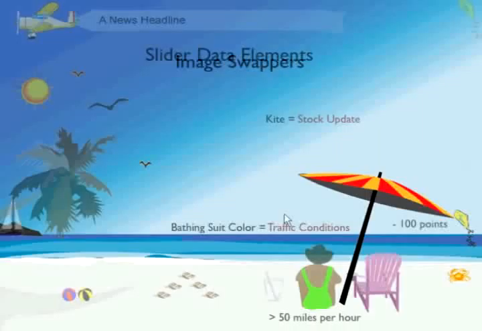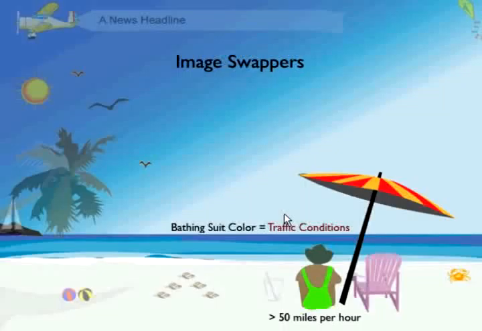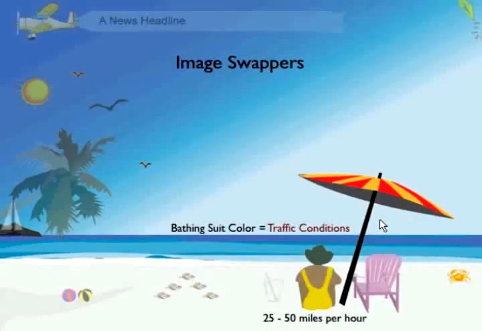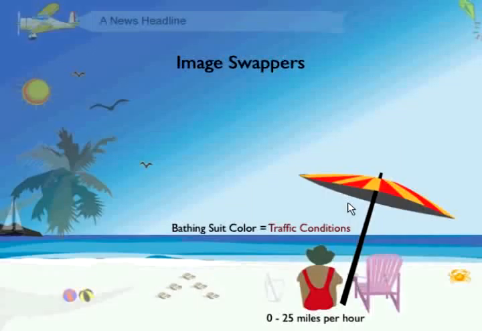The second type of transformation is an image swapper, one where an object's appearance changes to encode a data value or range of values. In this scene, the color of the woman's bathing suit represents the average traffic speed along a particular highway. A green suit indicates an average speed of over 50 miles per hour, yellow indicates 25 to 50 miles per hour, and red indicates a speed less than 25 miles per hour. Here in Atlanta, we're accustomed to seeing a red suit.